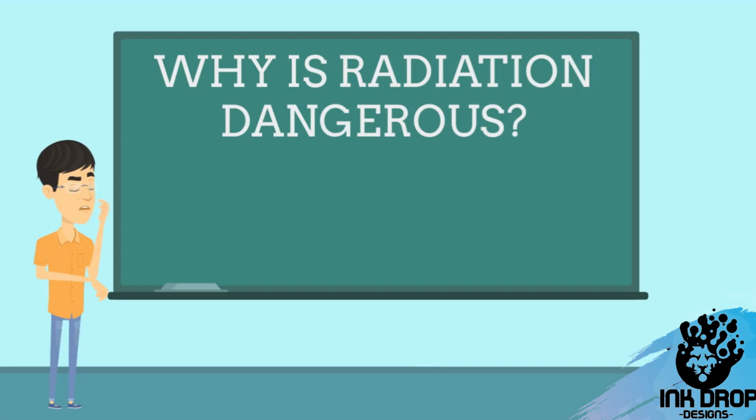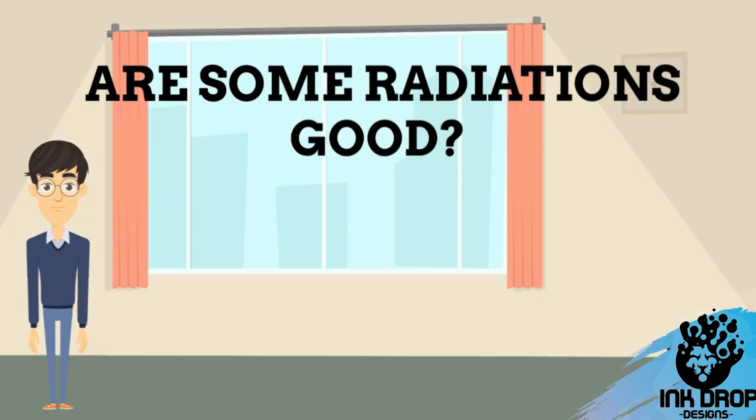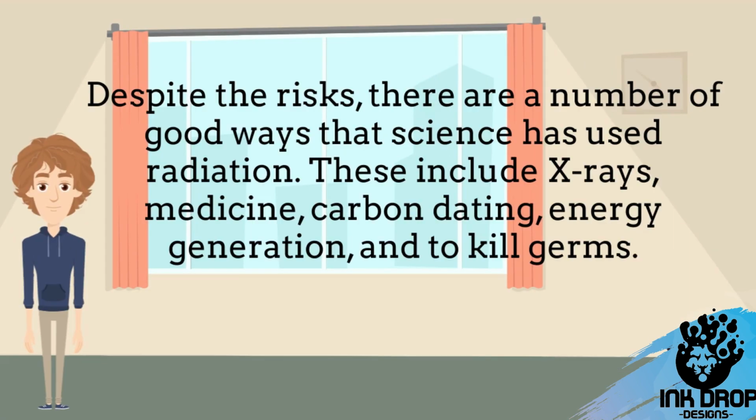Why is radiation dangerous? Radiation can alter the structure of cells in our bodies, causing mutations which can produce cancer. The more radiation a person is exposed to, the more dangerous it is. Are some radiations good? Despite the risks, there are a number of good ways that science has used radiation. These include X-rays, medicine, carbon dating, energy generation, and to kill germs.